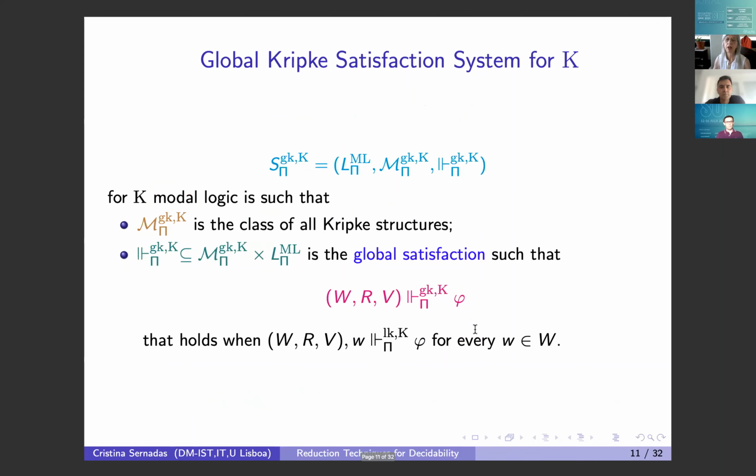This is local because you can look at W as being a point in the structure that you have. And then you have another one, which is global satisfaction. Global satisfaction means that you just want to know when a formula is satisfied by a Kripke structure. So you skip the point, so to speak. Moreover, whenever you say that you globally satisfy phi by this Kripke structure, this means that there is local satisfiability for every W that you have in the set of worlds.